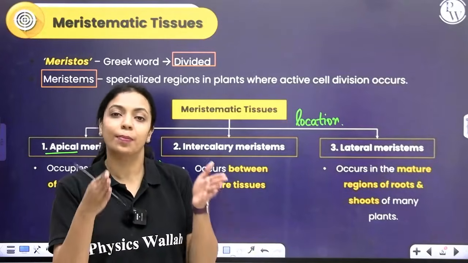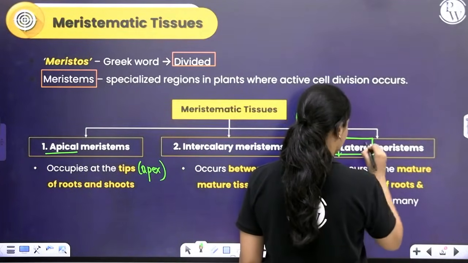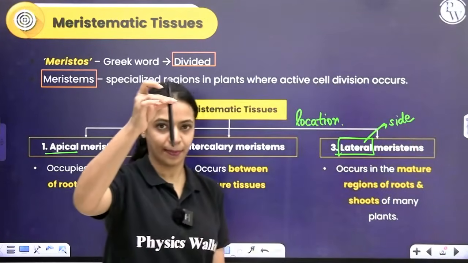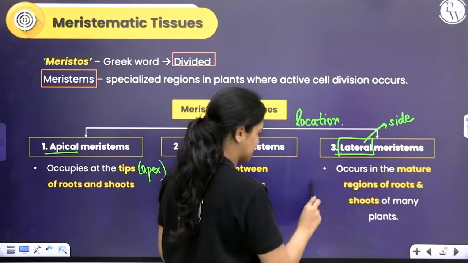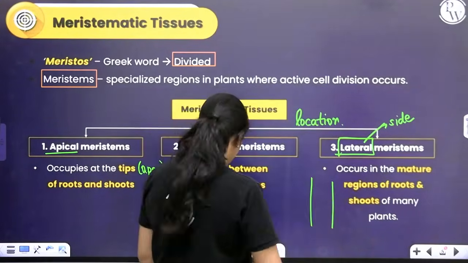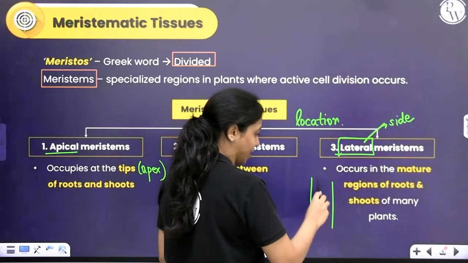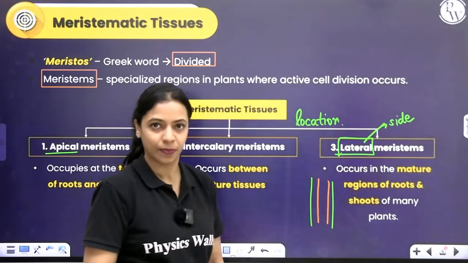Lateral meristems are present on the sides. Lateral means what? Side. So if this is a stem, I'm taking a longitudinal section of the stem. If this is the stem, let's say, I'm cutting the stem like this. If this is the outermost layer of the stem, the epidermis, inside, on the sides, you can see lateral meristem.